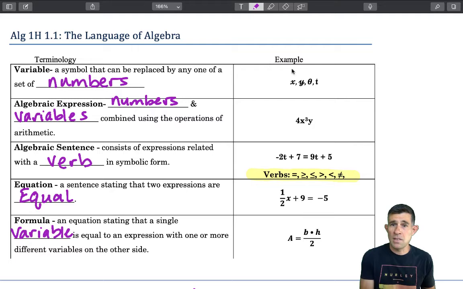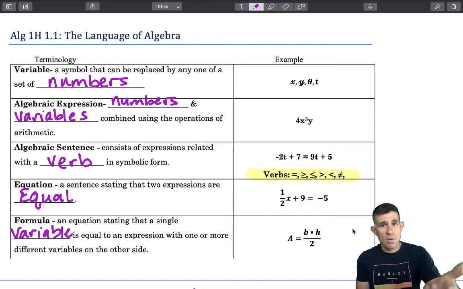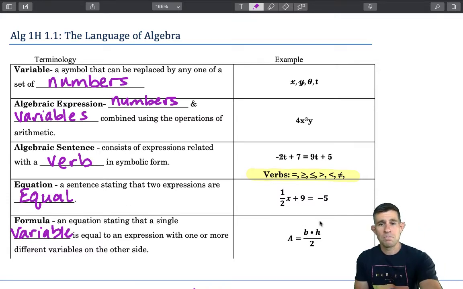You see over here on the right hand side we have some examples of variables, of algebraic expressions, and algebraic sentences with some verbs. So some math verbs here for us that we'll be looking at this year are the equals, greater than or equals, less than or equals, greater than, less than, and the not equals. Also an equation, what makes an equation different than an algebraic sentence, what makes it different than a formula, and also here is a formula. So take a second, maybe pause the video, copy down some of those missing blanks and those examples, and we'll move on.